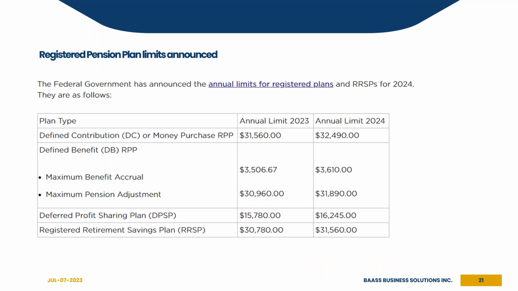Registered pension plan limits have been announced. This was actually posted today. The limits for total contribution for an RPP plan have gone up in 2024 from 31,560 to 32,490. Defined benefit contributions have been increased as well. Profit sharing and registered savings plans have also increased from 30,780 to 31,560.